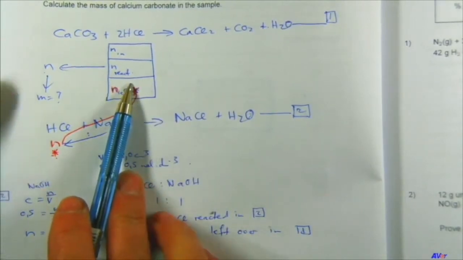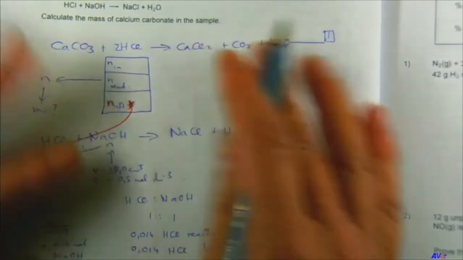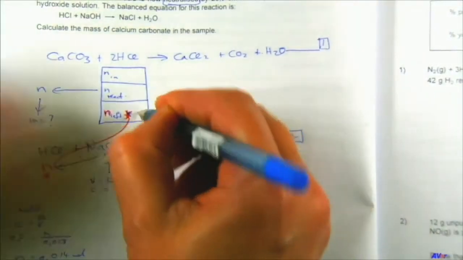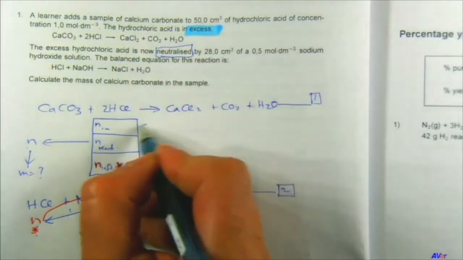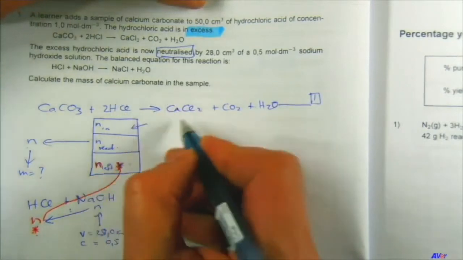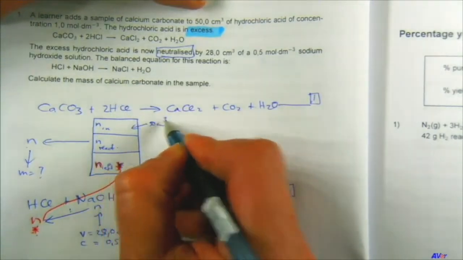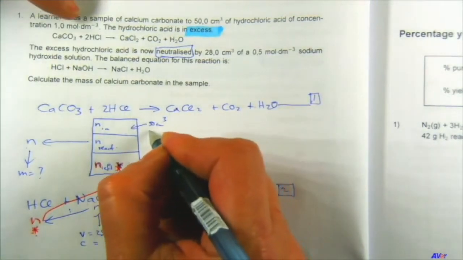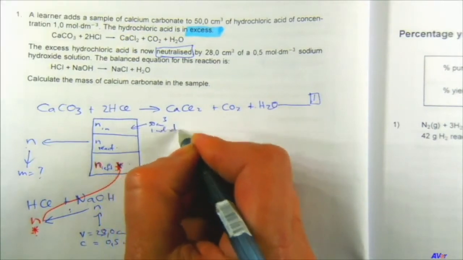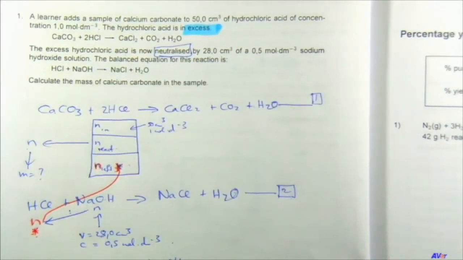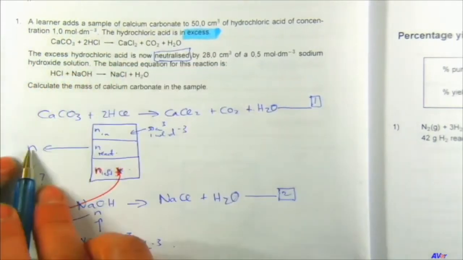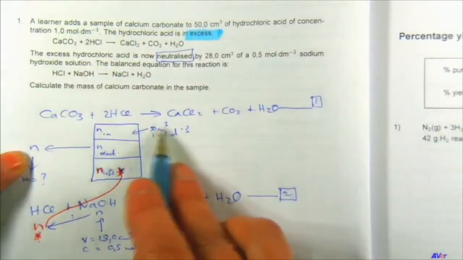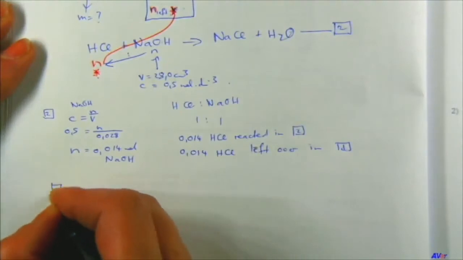Now, let's go back to the first reaction. We are now back with the first reaction. What did they tell us about the first reaction? They told us that the HCl was 50 cubic centimeters and it had a concentration of 1 mole per cubic decimeter. That was what I put in, in the first line. They said the learner added a sample of calcium carbonate. So this was what they put in. So now we're working with the first one, and we're going to say, what did I put in?